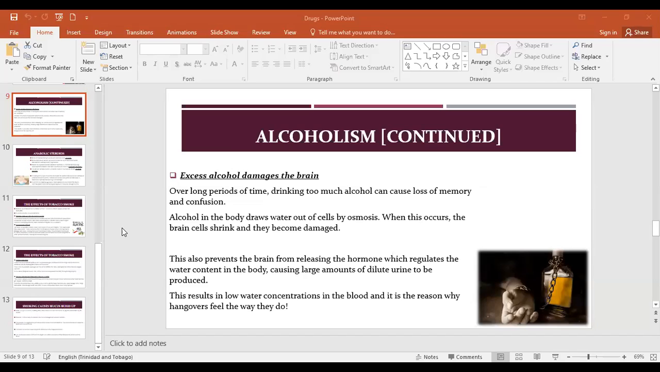Okay, so this is why hangovers feel the way that they do, and when people drink too much, these are all of the repercussions that it would have on your body. So yes, as David said, don't drink too much.